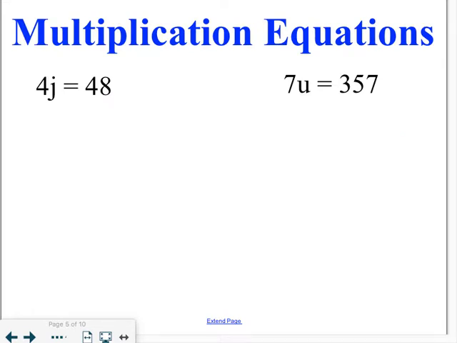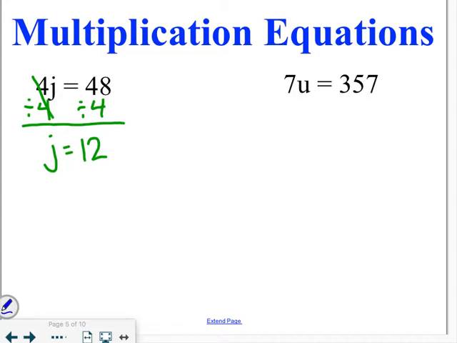Next, we're going to look at multiplication equations. So we're looking for the inverse operation of multiplication, which is division. So we have 4j is equal to 48. In order to isolate j, we're going to have to divide by 4. If you prefer to show your work by actually using the division symbol, that is fine. Multiplication and division cancel each other out. If you do it to one side, you have to do it to the other side, and you get an answer of j is equal to 12.